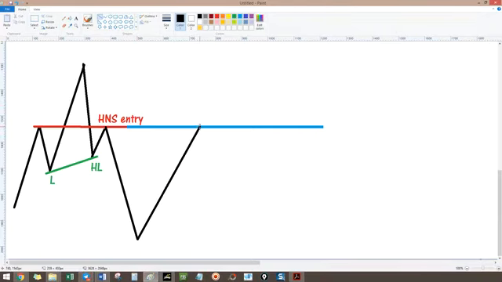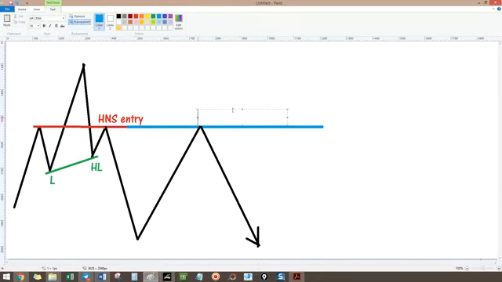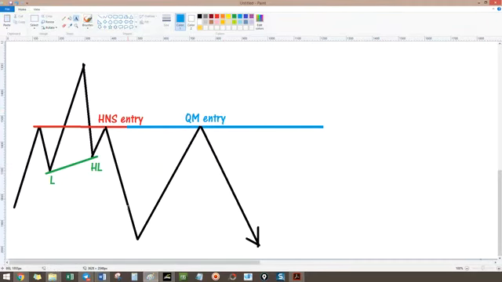When it came back here and do another one like this, this is becoming a QM entry. So you need to differentiate. If you are waiting for the QM, you can only enter here. But if you already understand HNS, you can enter over here one time, and then the second time at QM level. So more profit for you.